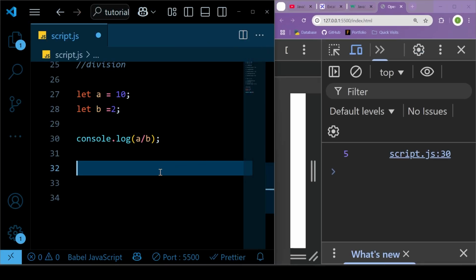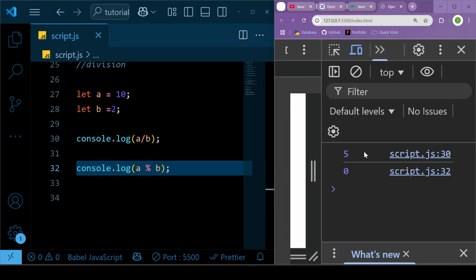So that time, what I will do, I will simply have A modulus B. So this time I'll be getting the remainder. See, I got 0.